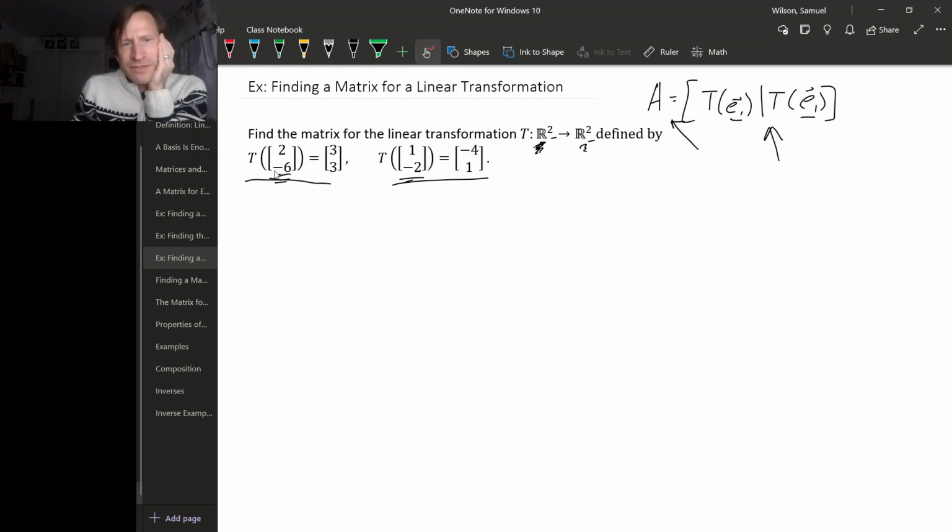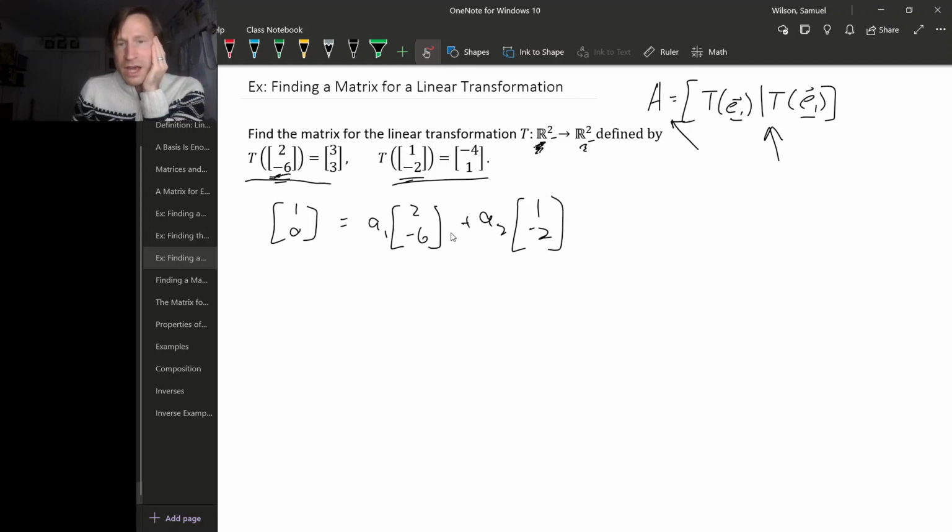Well, if this really is a basis, (2, -6) and (1, -2), then it ought to be possible to write the standard basis vector (1, 0) as a linear combination of this basis. So it must be possible to find a1 and a2 to make this possible. But this amounts to solving the equation (2, -6), (1, -2) times the vector of our unknown coefficients, a1 and a2, equaling (1, 0).